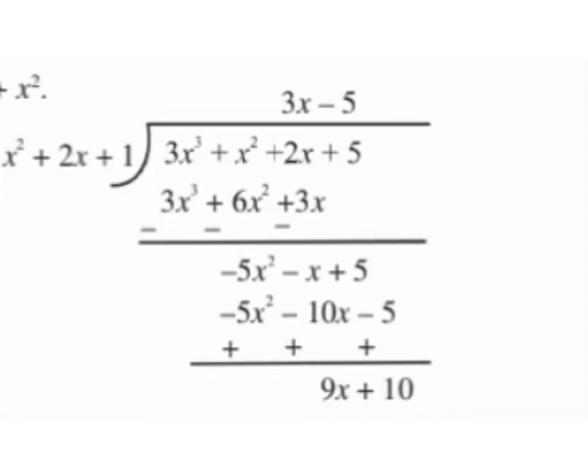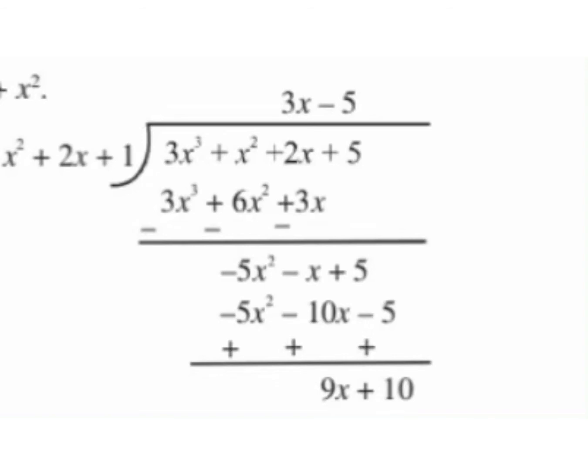Now for division, multiply minus 5 into x square, that is minus 5x square, minus 5 into 2x, that is minus 10x, minus 5 into plus 1, that is minus 5. Now again we have to change the sign. Here you can see that all the three are having minus sign, so the sign will be changed and it will become plus. On adding, we'll get minus 5x square and plus 5x square will get cancelled. Minus x plus 10x, that is 9x, and plus 5 will be plus 10. So our remainder is 9x plus 10.